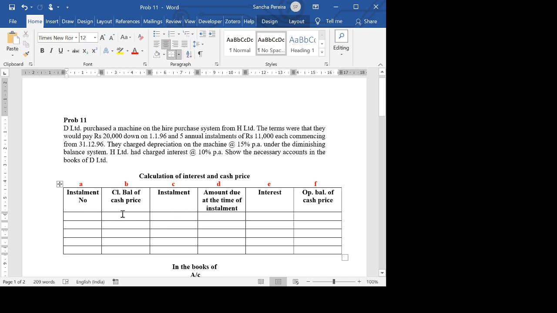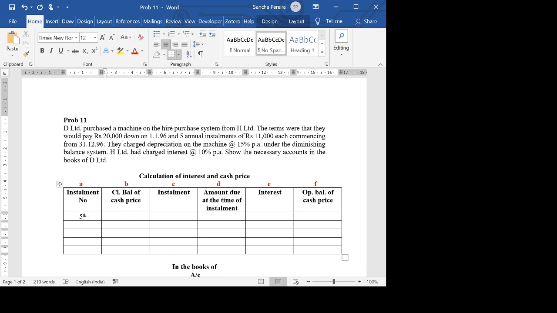So installment number, closing balance of cash price, and the installment in that year. Basically, our installments are 11,000, so throughout here we'll have 11,000. Amount due at the time of installment, I'll tell you what this is, then the interest that we need to calculate, and opening balance of cash price. Like I said, we are going to start from the fifth year or the fifth installment. There are five installments, paid over a period of 5 years.